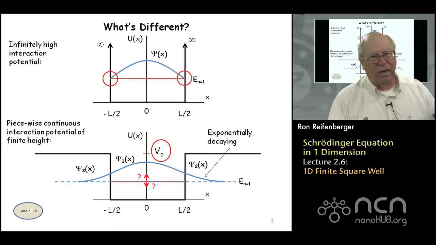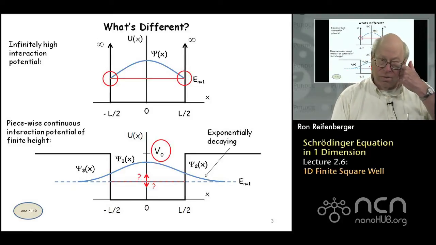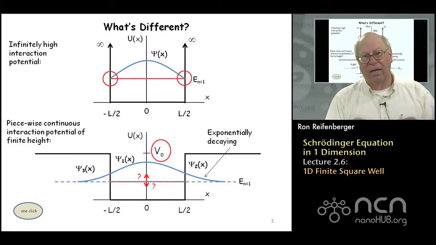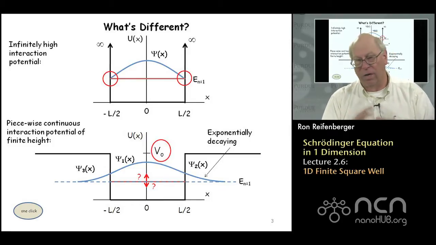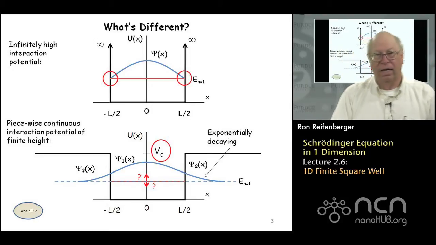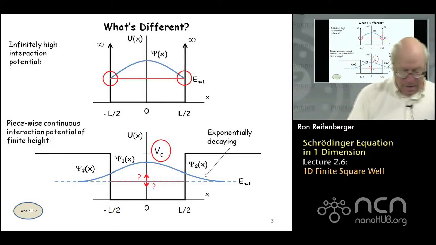And then we're going to see what conditions this requirement of continuity in psi and continuity in the first derivative of psi imposes on the allowed energies of the electron state in this well. Okay, so that's the big plan, the big picture.